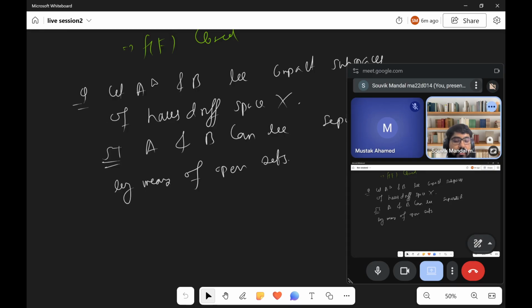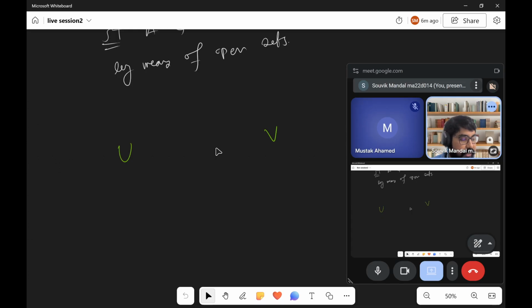That means what? You need to show that there are open sets U and V, which contain A and B respectively, and their intersection is empty. This is what you need to show. Now, please try to figure this out. You have to use the compactness as well as the Hausdorffness very cleverly. Please take your time. Let me know.